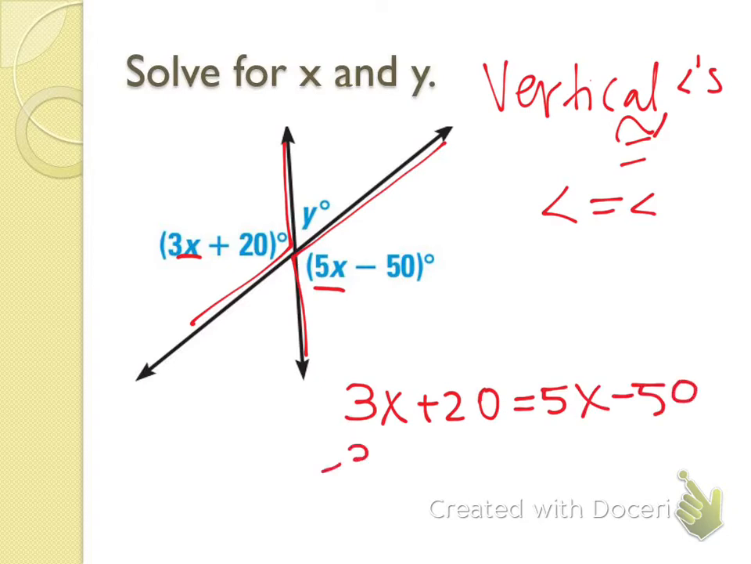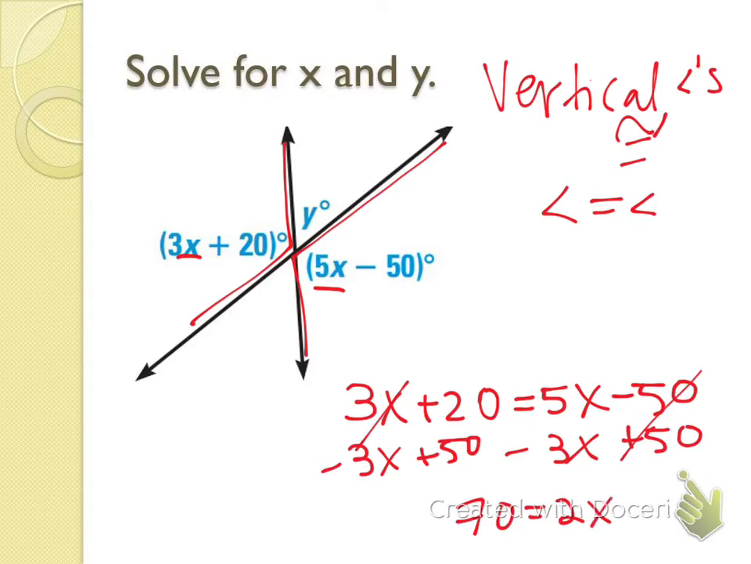We're going to do some quick math here. Subtract 3x on both sides. We're also going to add 50 on both sides. 70 equals 2x. What is 70 divided by 2? 35. So is that the measure of an angle? No. It is not.